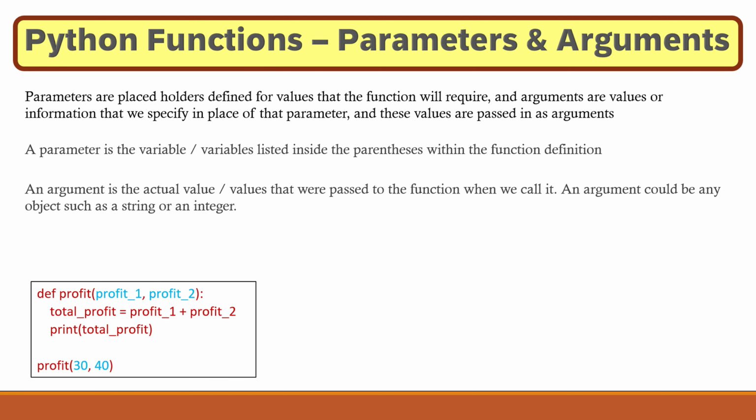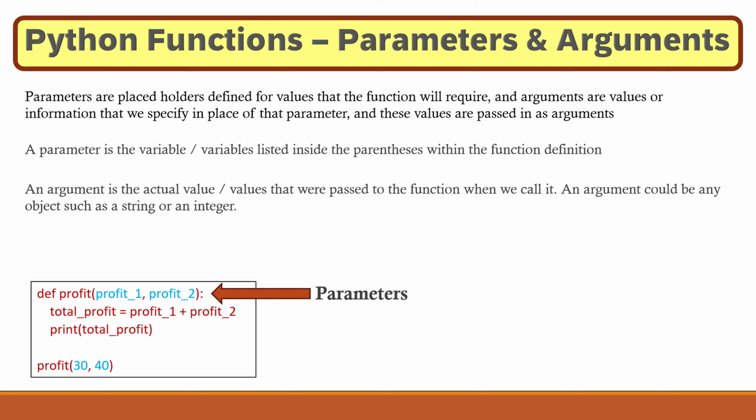And below I have an example in red where we define the function. We can see the parameters in blue in the parenthesis after the def keyword. Def, by the way, stands for define, which we use to define the function, and then the function name, which is profit. So def profit, and in blue are my parameters, profit_1 and profit_2. And in this function we are basically adding profit_1 plus profit_2, and then we are printing total_profit to the screen.